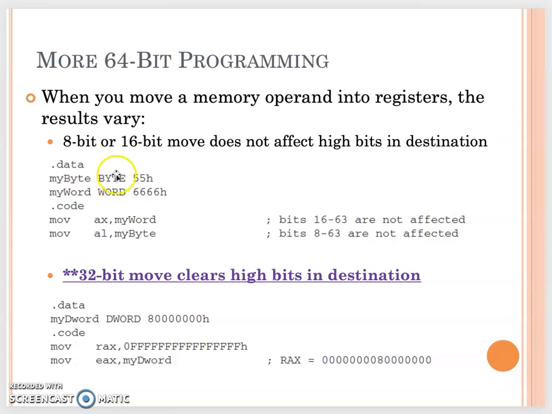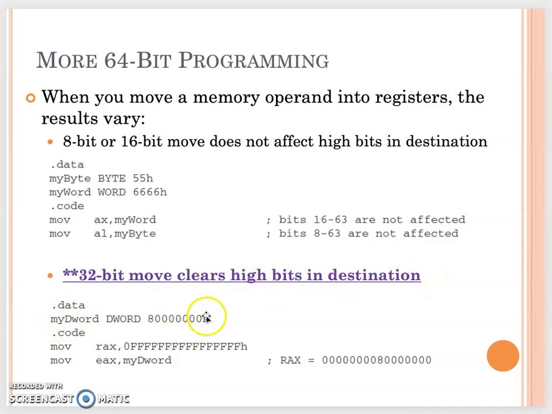So then consider RAX, they won't change anything. They only can access the lower 2 byte. But this one is for the 1 byte and 2 byte when you do the move. They won't affect the high bits in the destination. But this one we need to pay attention. If you have a 32-bit memory operand, you want to move to the 8 byte register or location, actually they will clear up the high bits in the destination.